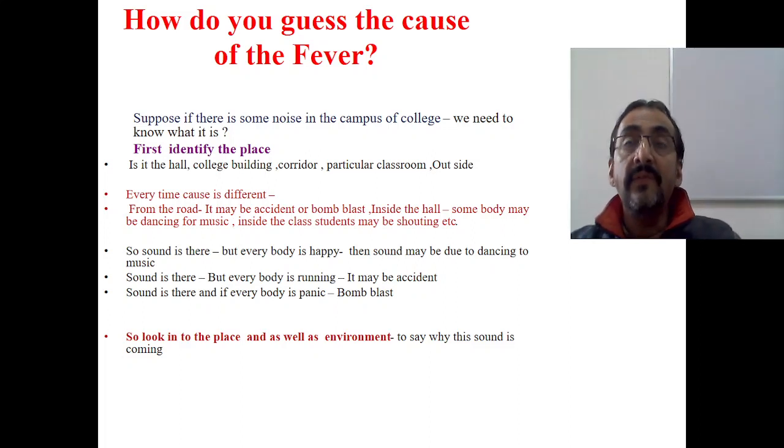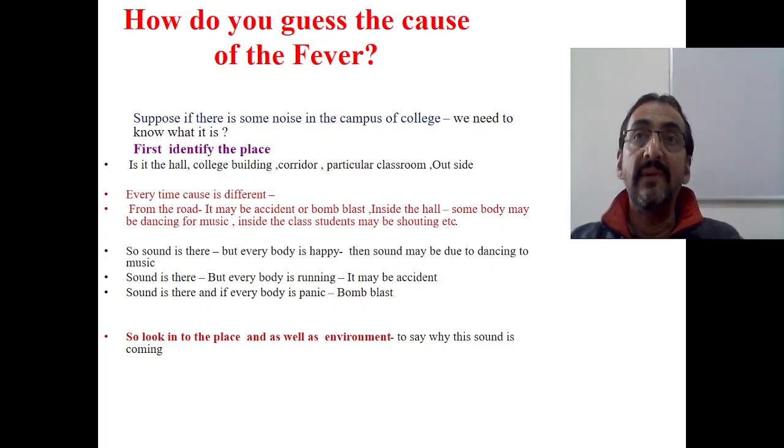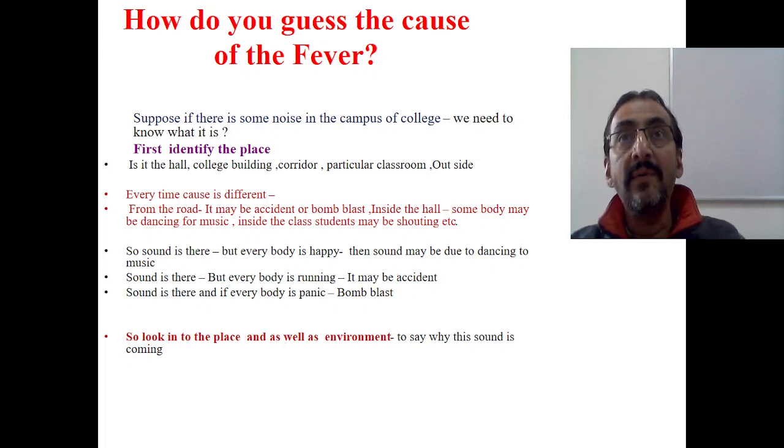Okay, in case of the sound, we have looked into two important aspects. One is the location, the place. Another one is the environment. Students are producing some sound in the class, but they are happy. The environment is happy. Okay, there is a big sound on the road and everybody is running. That means an accident. The road is the place and people running is the environment.